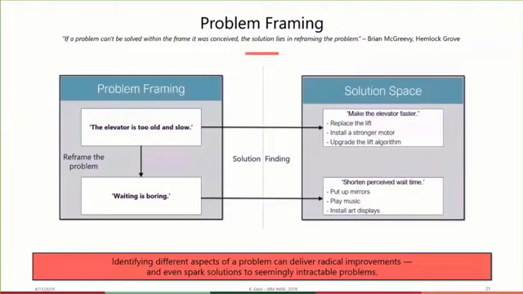So rather than making the elevator faster, the solution space is transferred to shortening the perceived wait time. And that can be done a lot more simply and cheaply by putting up mirrors, playing music, installing art displays, things like that. So this is an example of problem framing, and how identifying these different aspects of a problem can deliver radical improvements and spark solutions to a seemingly intractable problem. And again, this is why having that diversity of thought within cybersecurity is so important.